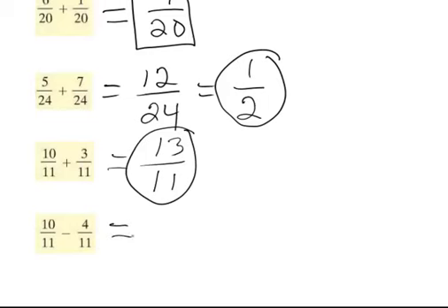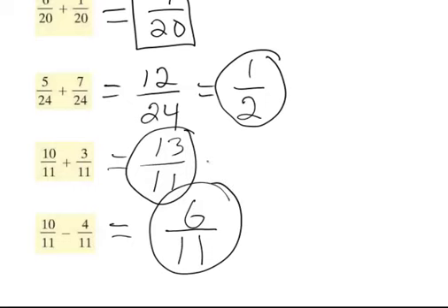If you notice my next problem, I'm subtracting. I'm going to do it exactly the same way. I'm going to subtract my numbers on top. 10 minus 4 gives me 6. My bottom number is still 11. Since I cannot reduce that fraction, I will leave it alone.